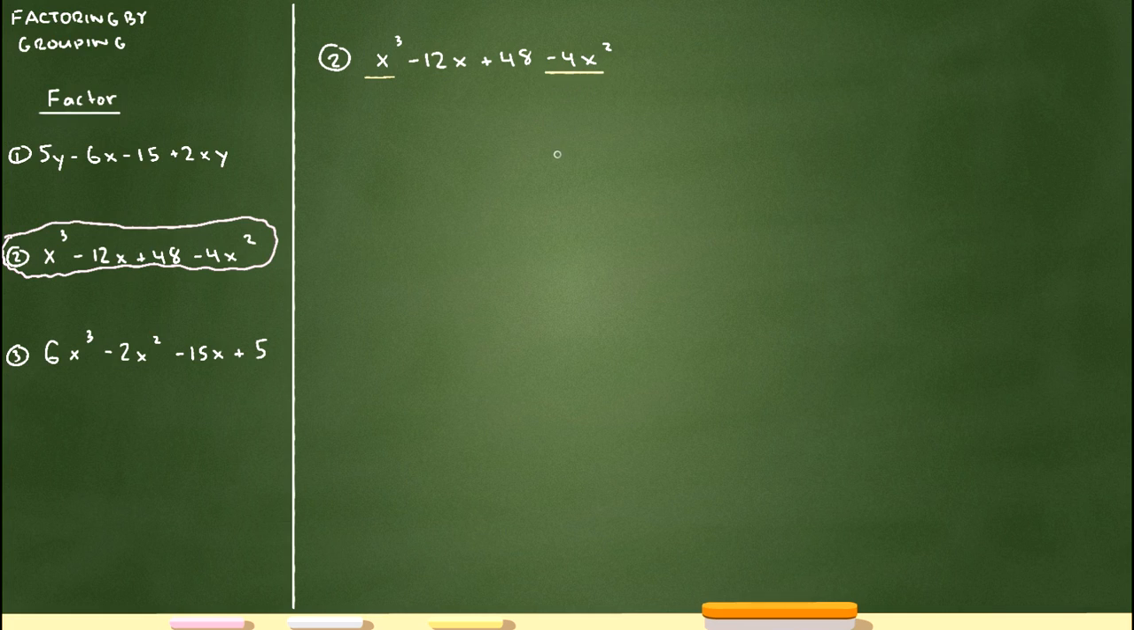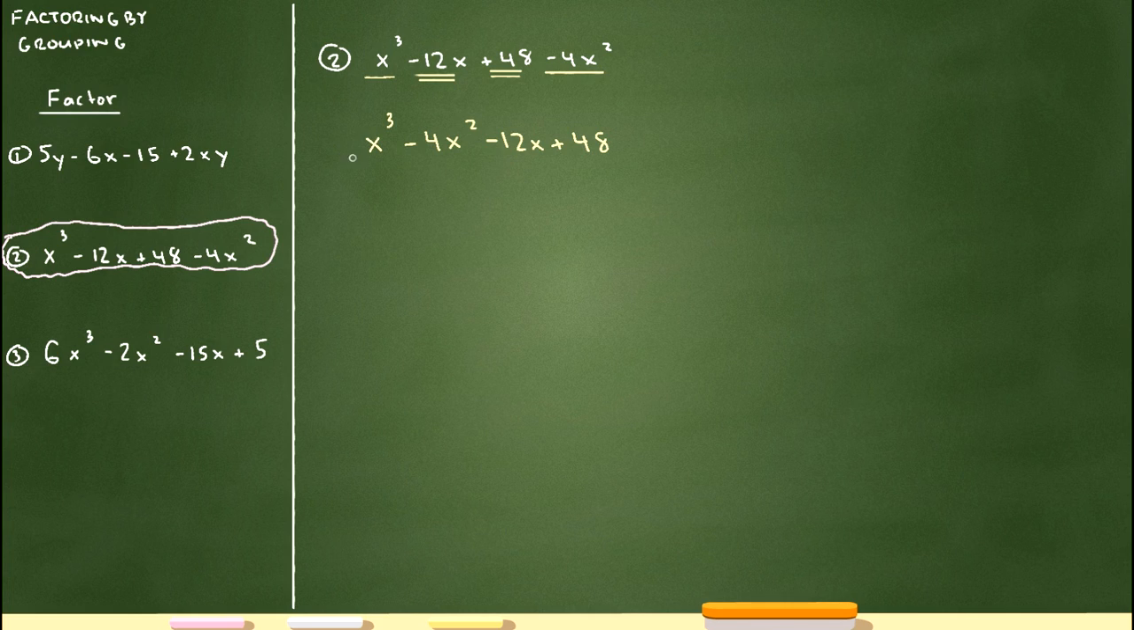So let me pair these two together, x cubed and negative 4x squared. And the remaining two, I'll pair those together. Alright, and once we follow the method, everything should come out fine. So let me rewrite this statement, but let me rewrite it in an order such that my groupings are next to each other. So x cubed minus 4x squared, then we have a minus 12x plus 48. So now my first group appears first, and my second group appears over here. So there's my first group, there's my second group.